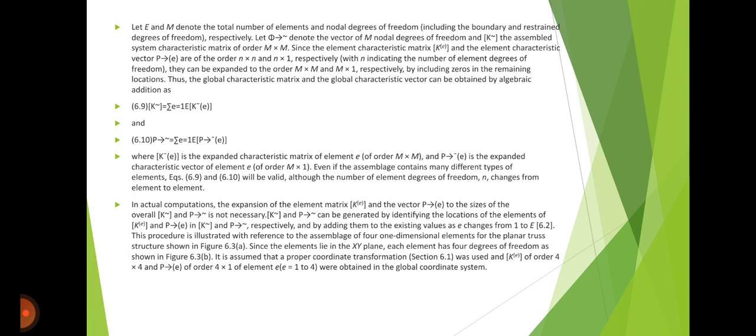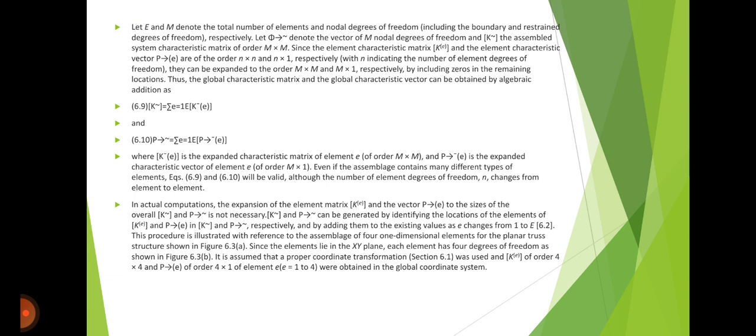As in equation 6.9, K is equal to the sum over E from 1 to e of K of E, where K of E is the expanded characteristic matrix of element E of order M by M, and P of E is the expanded characteristic vector of element E of order M by 1. Even if the assemblage contains many different types of elements, equations 6.9 and 6.10 will be valid, although the number of element degrees of freedom n changes from element to element.